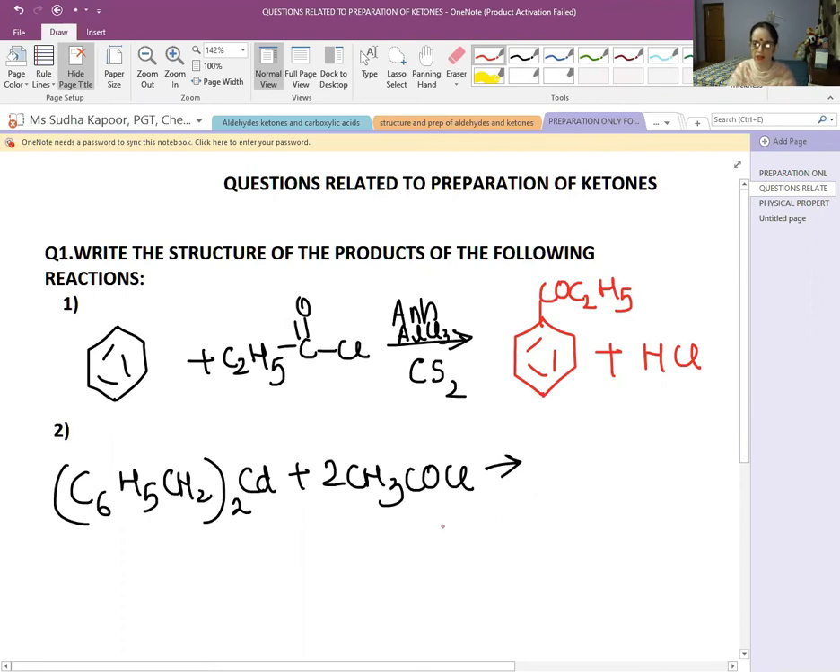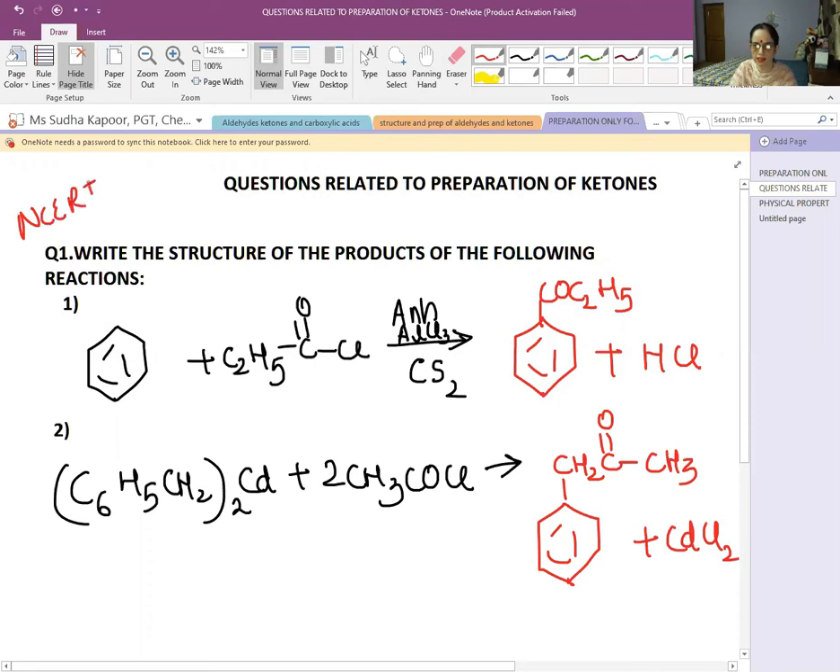Now in the second part, the reaction is very similar to what we have just studied: treatment of acid chloride with dialkyl cadmium. In this case, the product is going to be a benzene ring with CH2COCH3, followed by the byproduct CdCl2. Both of these preparations are NCERT in-text questions of our lesson on aldehydes, ketones and carboxylic acids, related to the preparation of ketones.